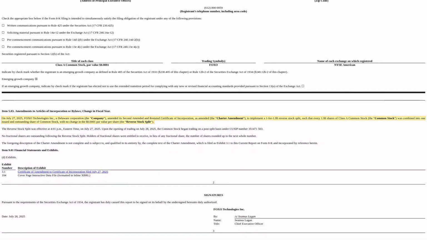Now this might sound complicated, but think of it like this. Imagine you have a bunch of small candy bars and the company decides to melt them all down and make fewer, bigger candy bars. They're not creating new candy and the total amount of candy stays the same, but you have fewer, larger pieces. In this case, for every 1.99 shares of FOXO's common stock, they're now becoming just one share. The value of each share goes up, but the total number of shares decreases.